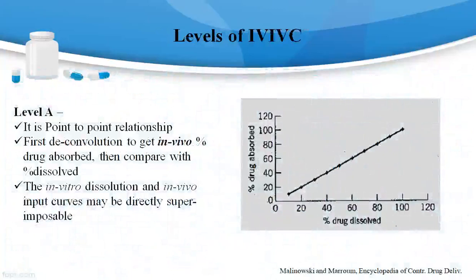First is the level of in vitro in vivo correlation, level A. This level is also known as the point-to-point relationship level. In this, first deconvolution is done to get the in vivo percentage of drug absorbed, then it is compared with the percentage of drug dissolved. In this, the in vitro dissolution and in vivo input curves may be directly superimposable, as shown in the figure.